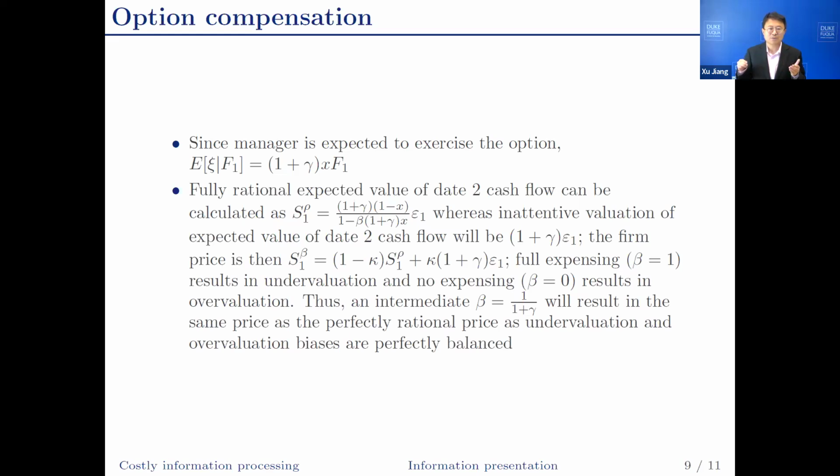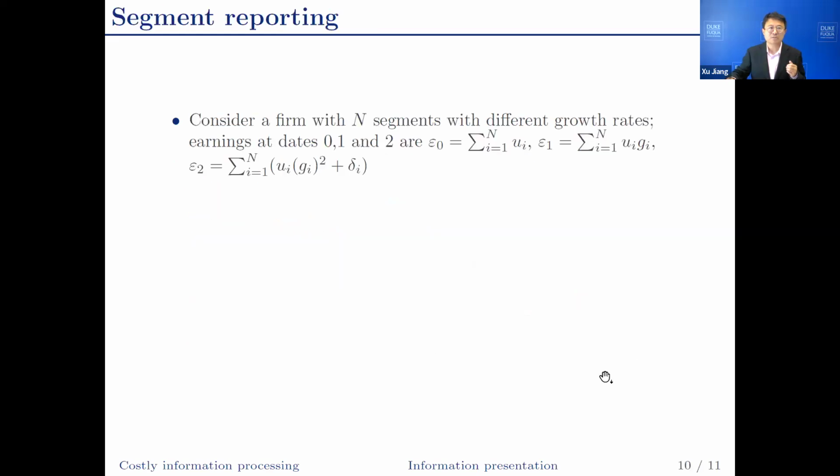So to achieve the right valuation, the optimal beta is 1 over 1 plus gamma. This would result in the same price as the perfectly rational price because undervaluation and overvaluation from the inattentive investors are perfectly balanced. The implication is you should recognize less of the option expense if your earnings are more persistent.